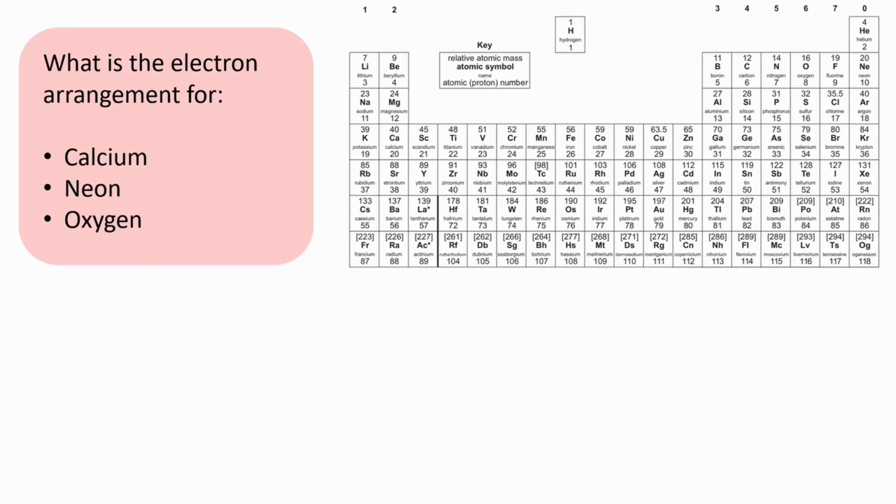Here are a few examples for you to try. Use the periodic table to determine the electron arrangement for calcium, neon, and oxygen. For each of these elements, draw the electron arrangement in terms of those rings with the diagram and also in terms of numbers.